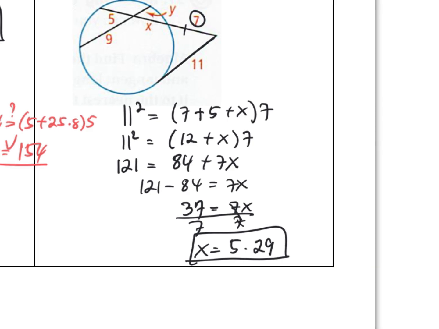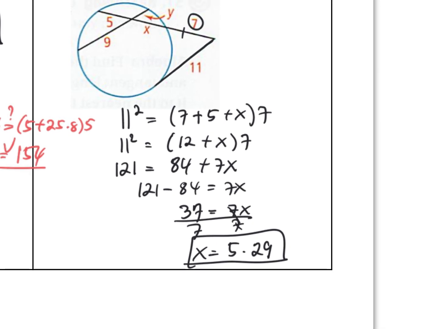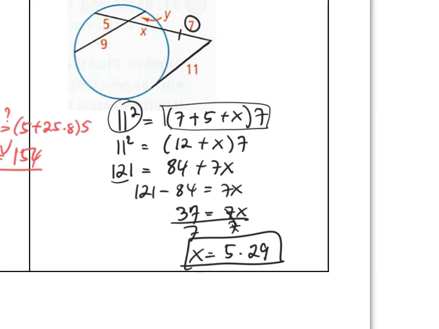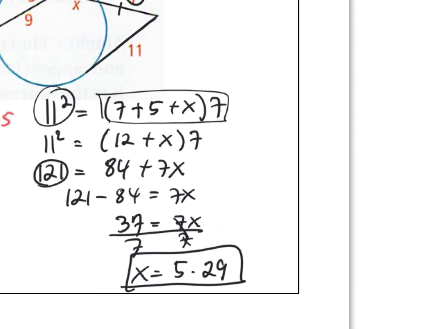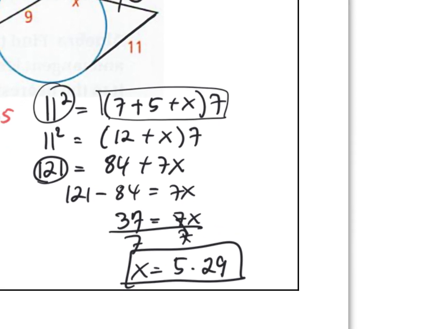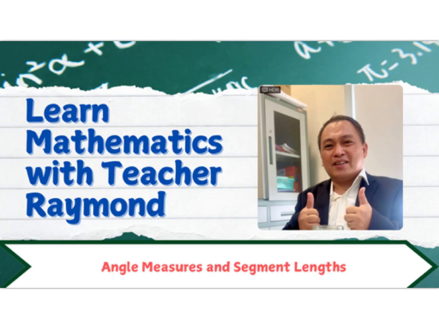Okay, so let's just put that together. If we're going to recheck this one, it's just very simple. We have to put it in here, and we should get this one also, which is 11. So let's try that one. That's going to be 7 plus 5 is going to be 12, plus 5.29, that's going to give you 17.29. Then multiplied by 7, voila, it's 121. Okay, so it's correct. So this is all for this lesson on angle measures and segment lengths.